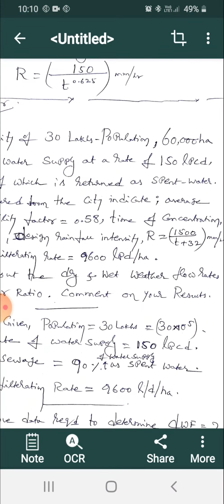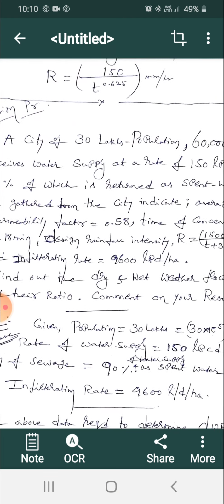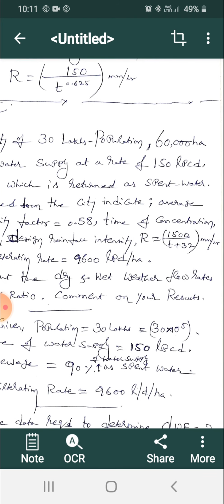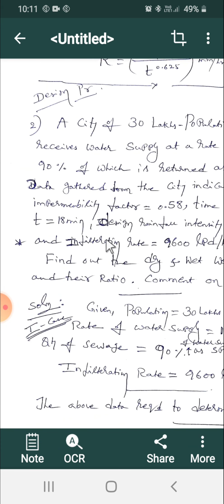The data gathered from the city indicates that the average impervious factor is equal to 0.58. That is, 58% is runoff in that area. Okay, next, time of concentration. What is the time of concentration? How much has he given? T is equal to 18 minutes.